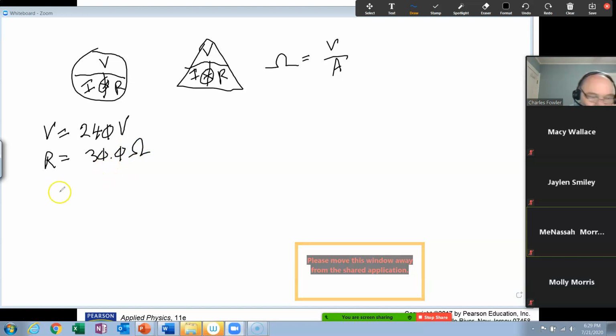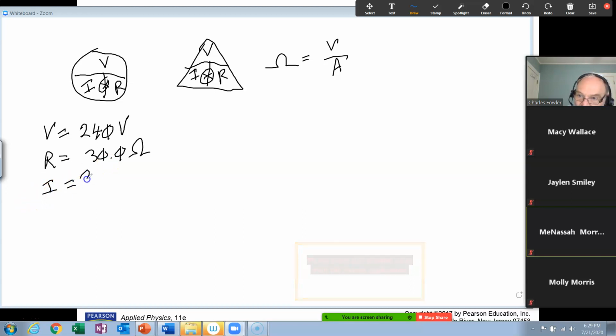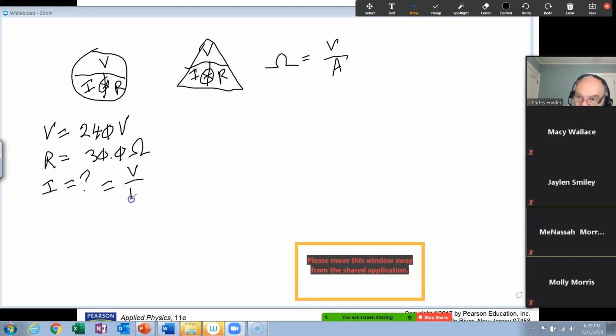The question is, what current does it draw? So I is what we're looking for. That's your unknown here. And from up here, you can see I is equal to V over R. So that's equal to voltage divided by resistance. Which is 240 volts divided by 30.0 ohms.